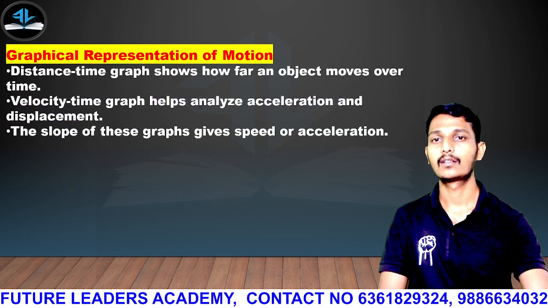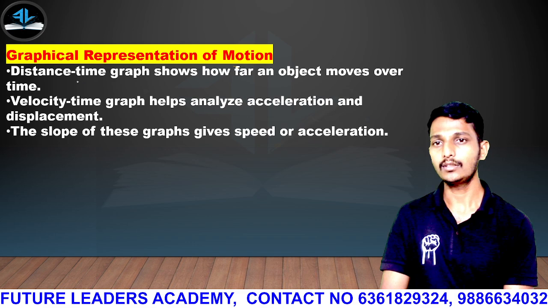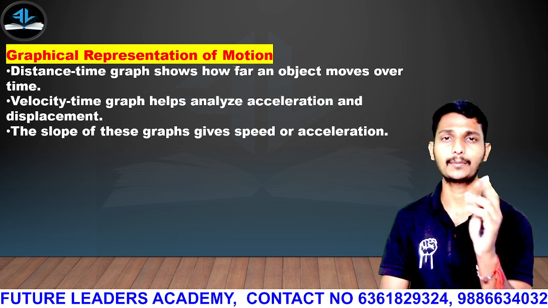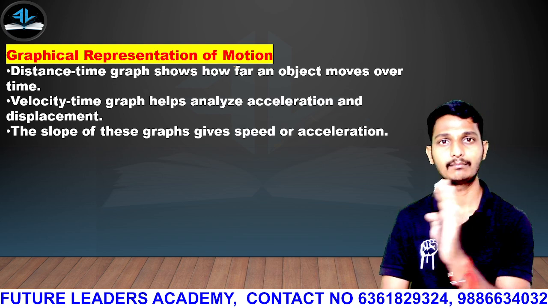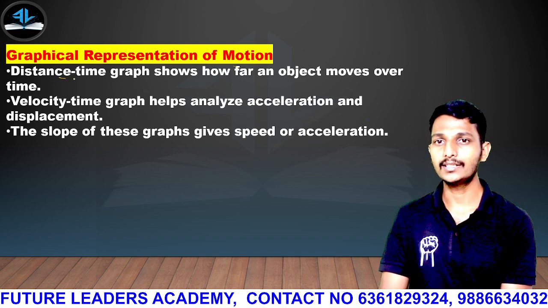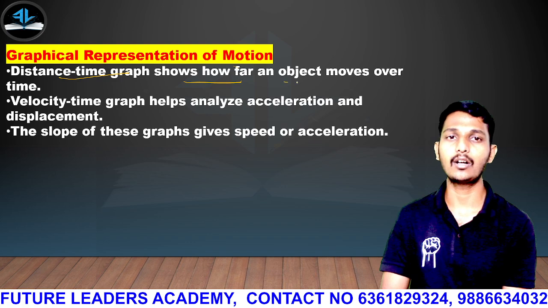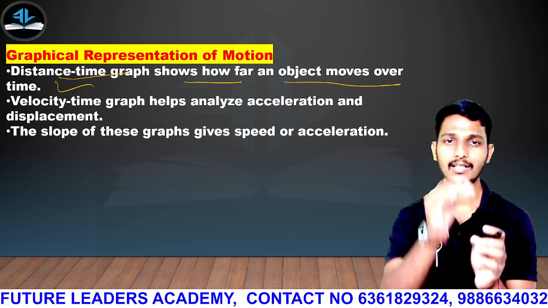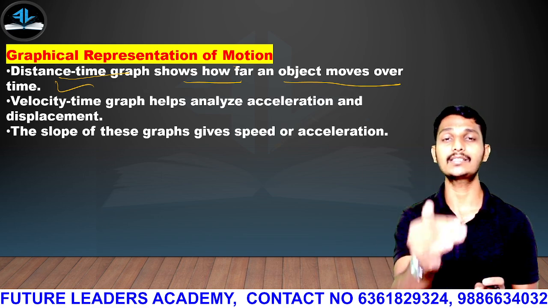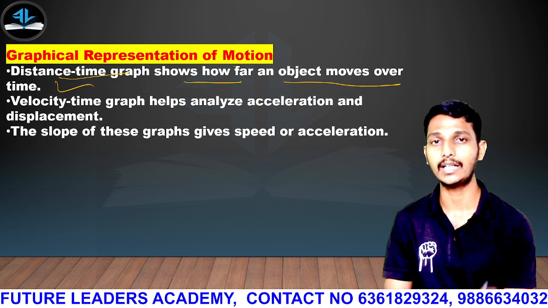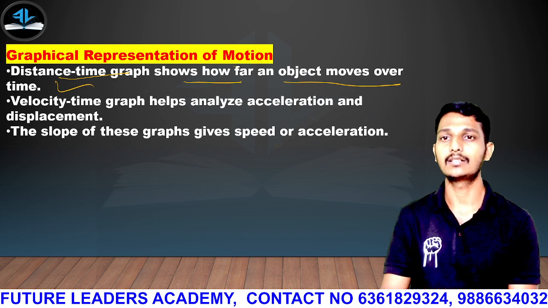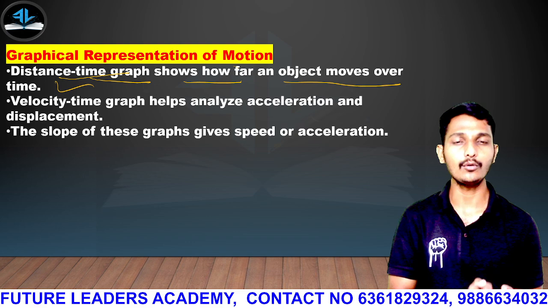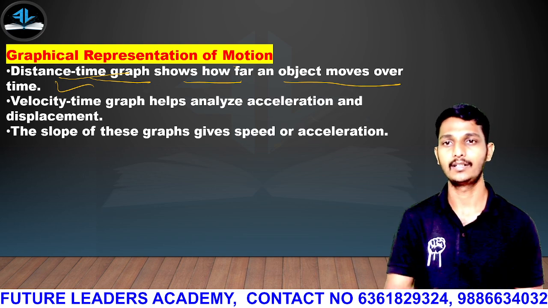Next thing is graphical representation of the motion. That is the distance time graph. There are three graphical representations; you can go ahead with the textbook. The distance time graph shows how far an object moves over a time. In a given time, how much distance he has traveled. That can be drawn with a graph, that is the distance time graph. It will show you how much distance you have covered.